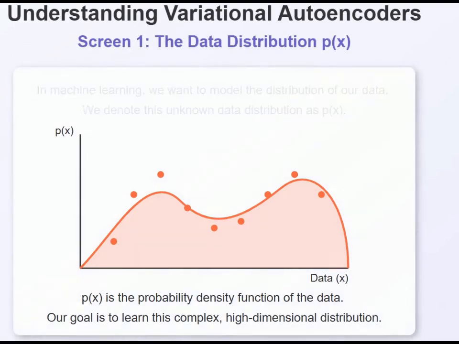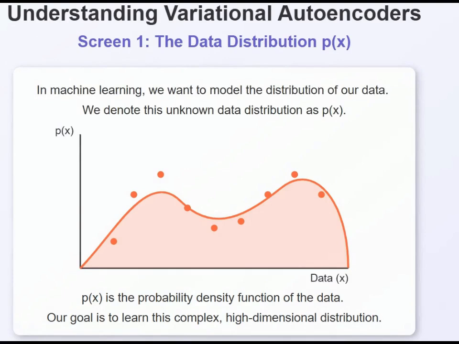This distribution is incredibly complex. For example, a 64 times 64 pixel color image has over 12,000 dimensions. Real-world data like cat images occupy only a tiny structured region within this vast space. Most random configurations of pixels don't look like cats at all. Our goal in generative modeling is to learn this complex distribution P(x) so that we can generate new cat images that look realistic. The challenge is, how do we model and learn such a complex, high-dimensional distribution from a limited set of examples? Traditional methods struggle with this problem, which is why we need more sophisticated approaches like variational autoencoders.